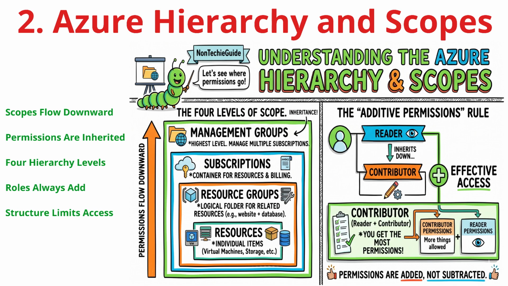But here is the clever part. Azure uses an additive model. If you are a reader at the top but get contributor access further down, Azure adds them together. You don't lose the higher permission, you simply gain the extra powers. In the world of Azure RBAC, more access is always added, never taken away by overlapping roles.